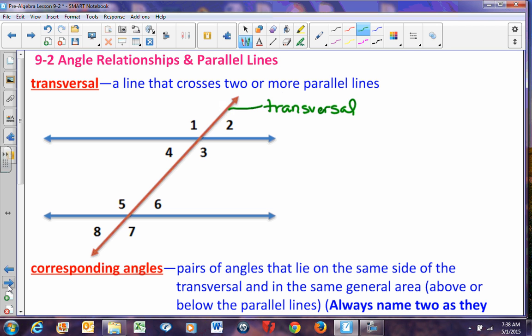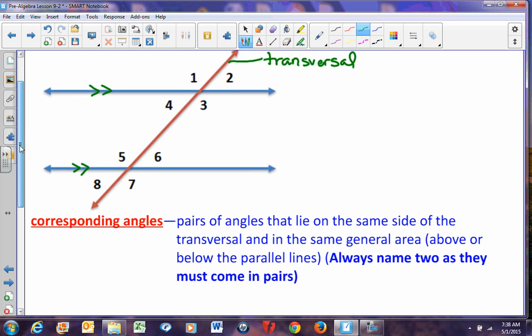Now notice my transversal crossed two parallel lines. I'm going to mark these lines as being parallel. I talked about that earlier. And we labeled our angles 1, 2, 3, 4, 5, 6, 7, and 8. We did that because we end up with specific types of angles when you have two parallel lines crossed by a transversal. You have some interesting angles here.